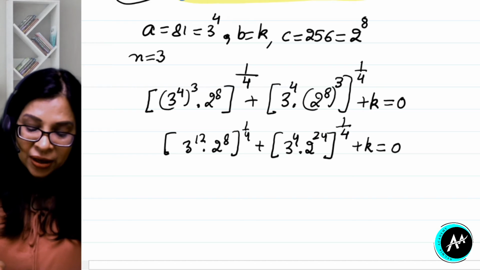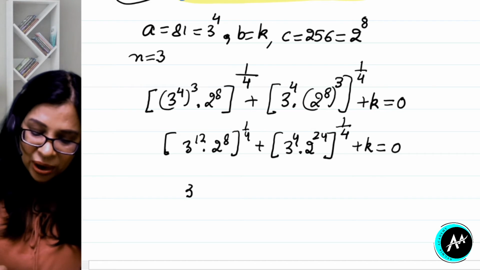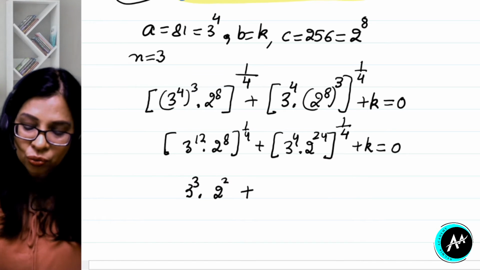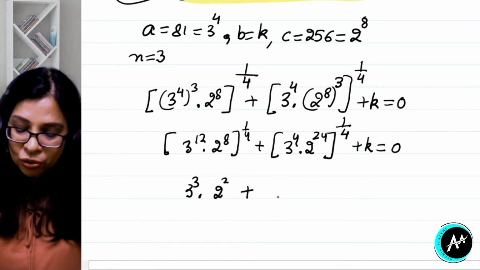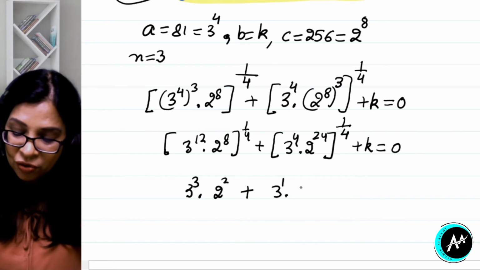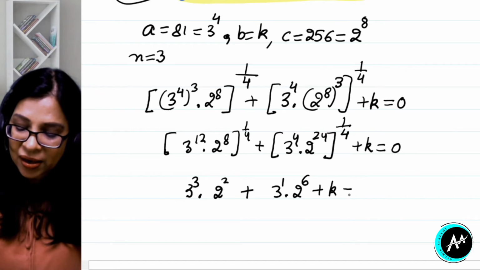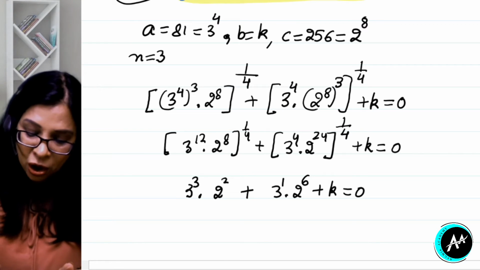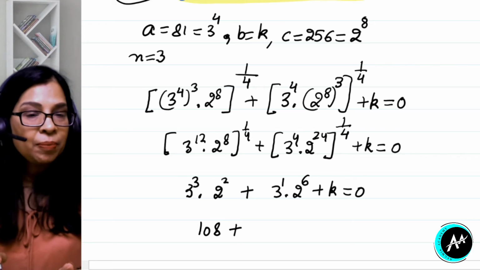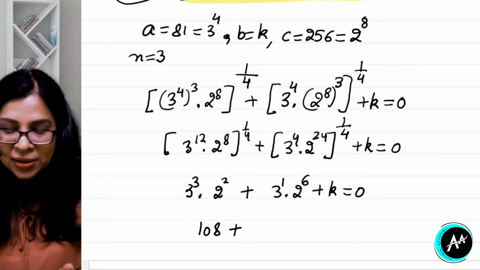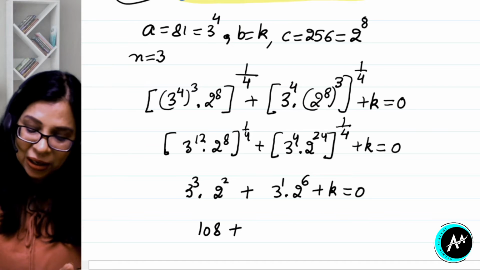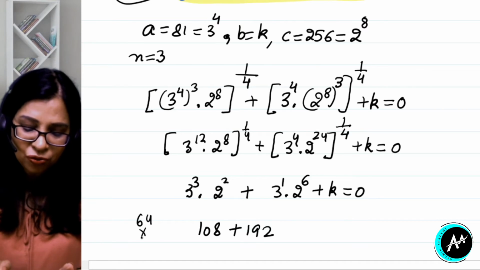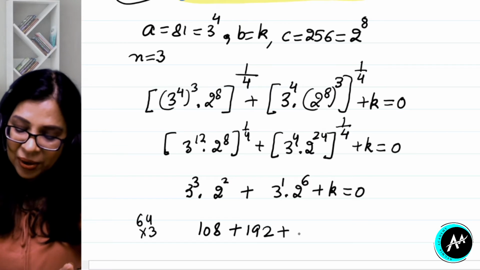Let us separate the terms. 3 raised by 12, 12 by 4 is 3, so I have 3 raised by 3. 2 raised by 8, 8 by 4 will be 2, so 2 raised by 2, plus 4 into 1 by 4, so 3 raised by 1. 24 by 4 will be 6, 2 raised by 6, plus k is equal to 0. 3 raised by 3 is 27, 27 into 4 would be how much? 108. Plus 2 raised by 6 would be 64, 64 into 3. What would that be if you multiply 64 by 3? 192. So plus k will be equal to 0.